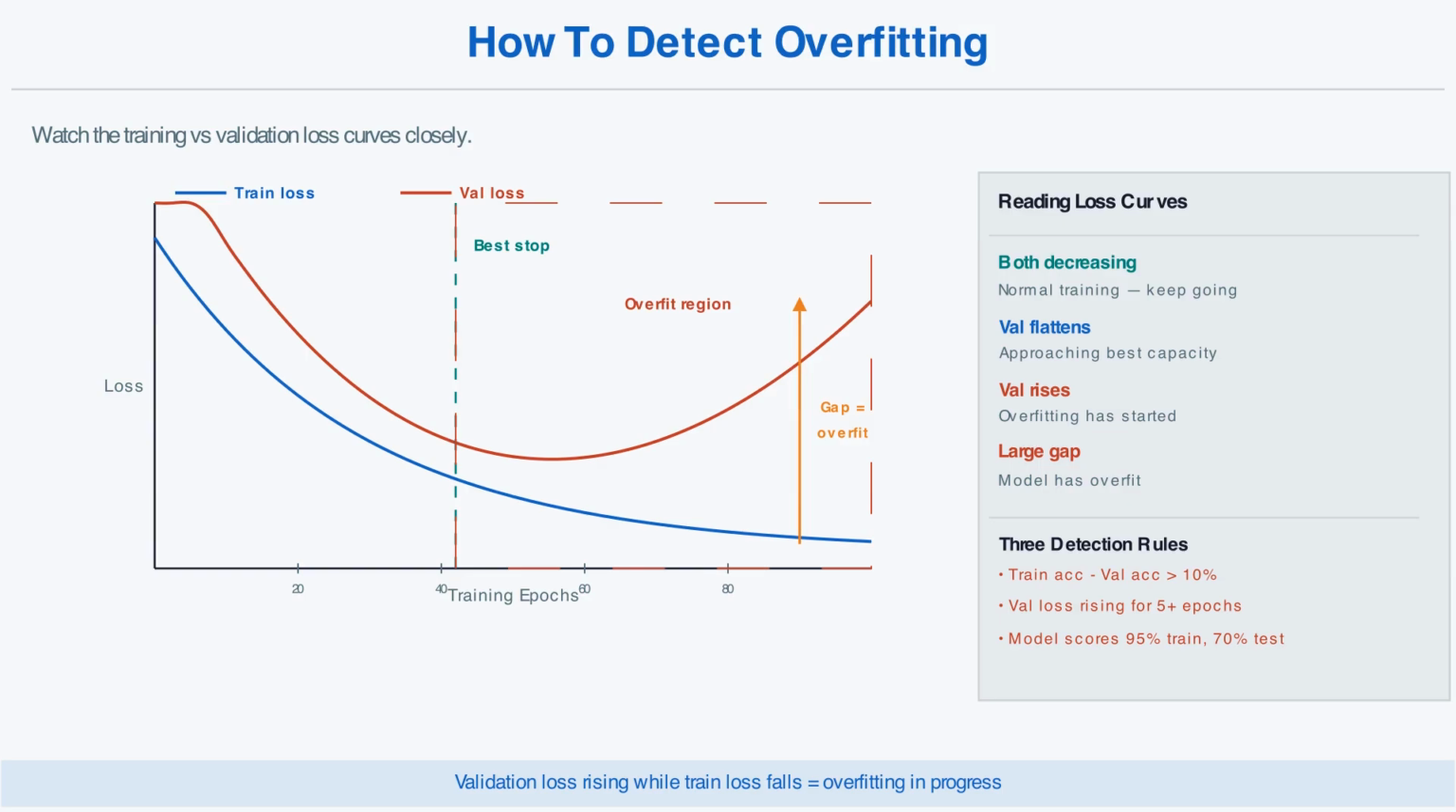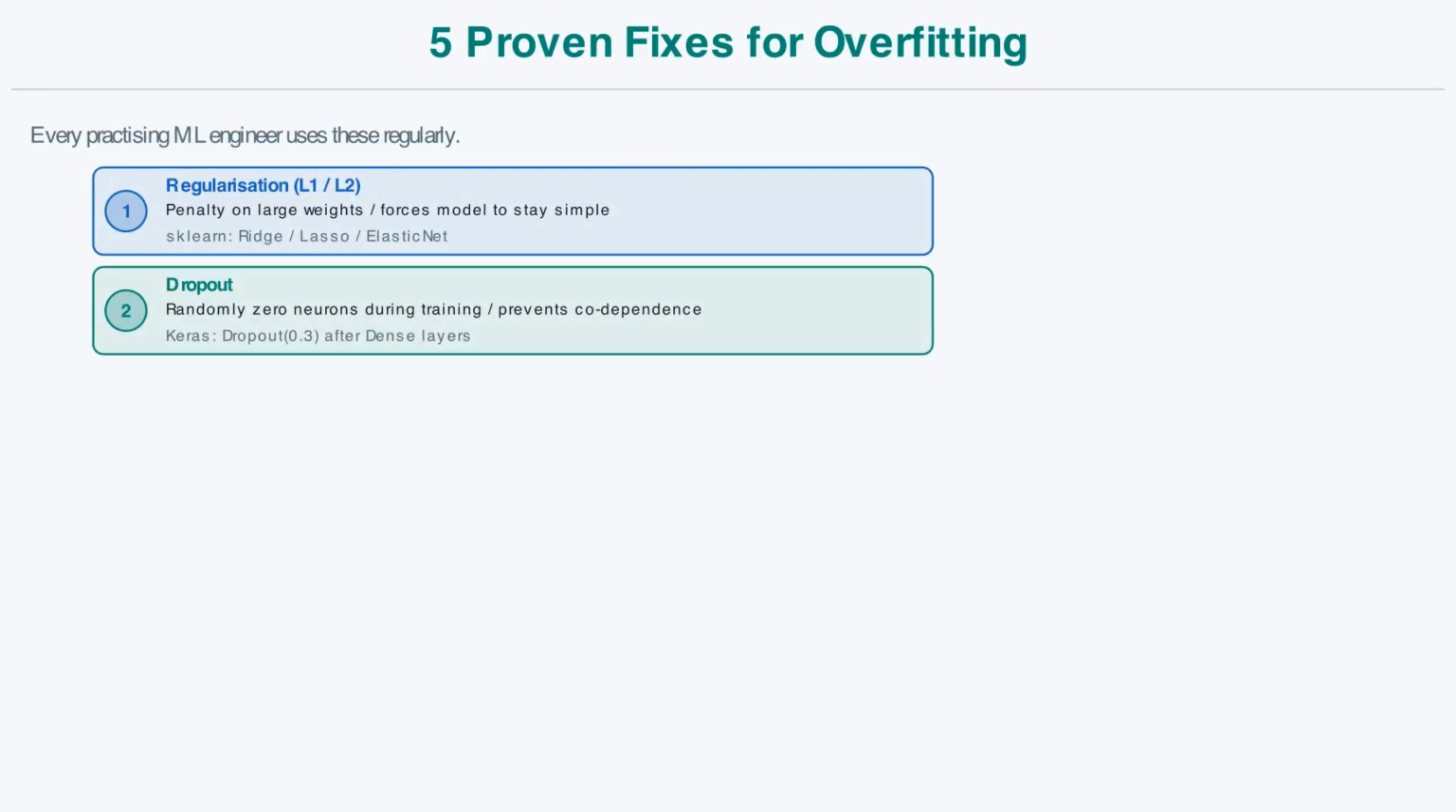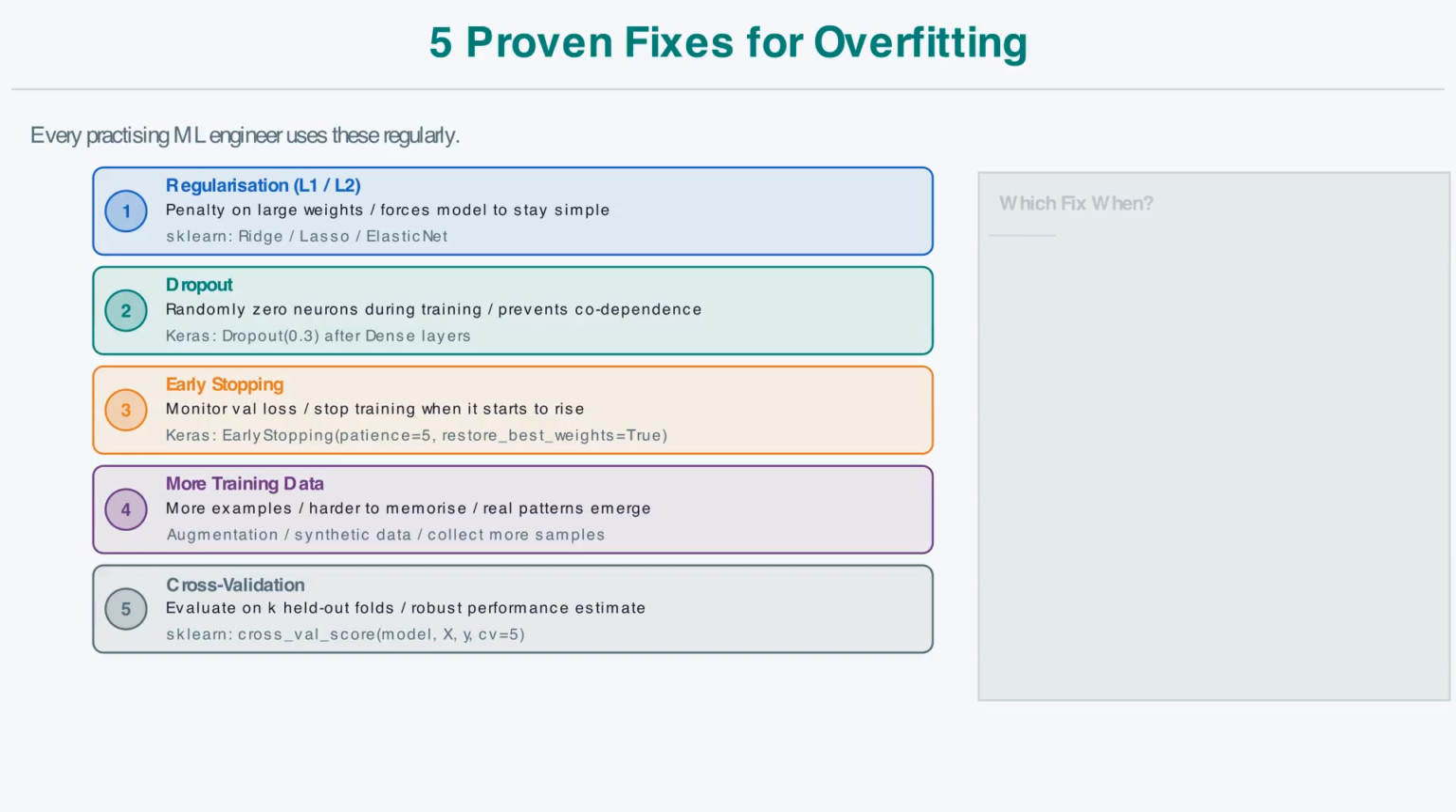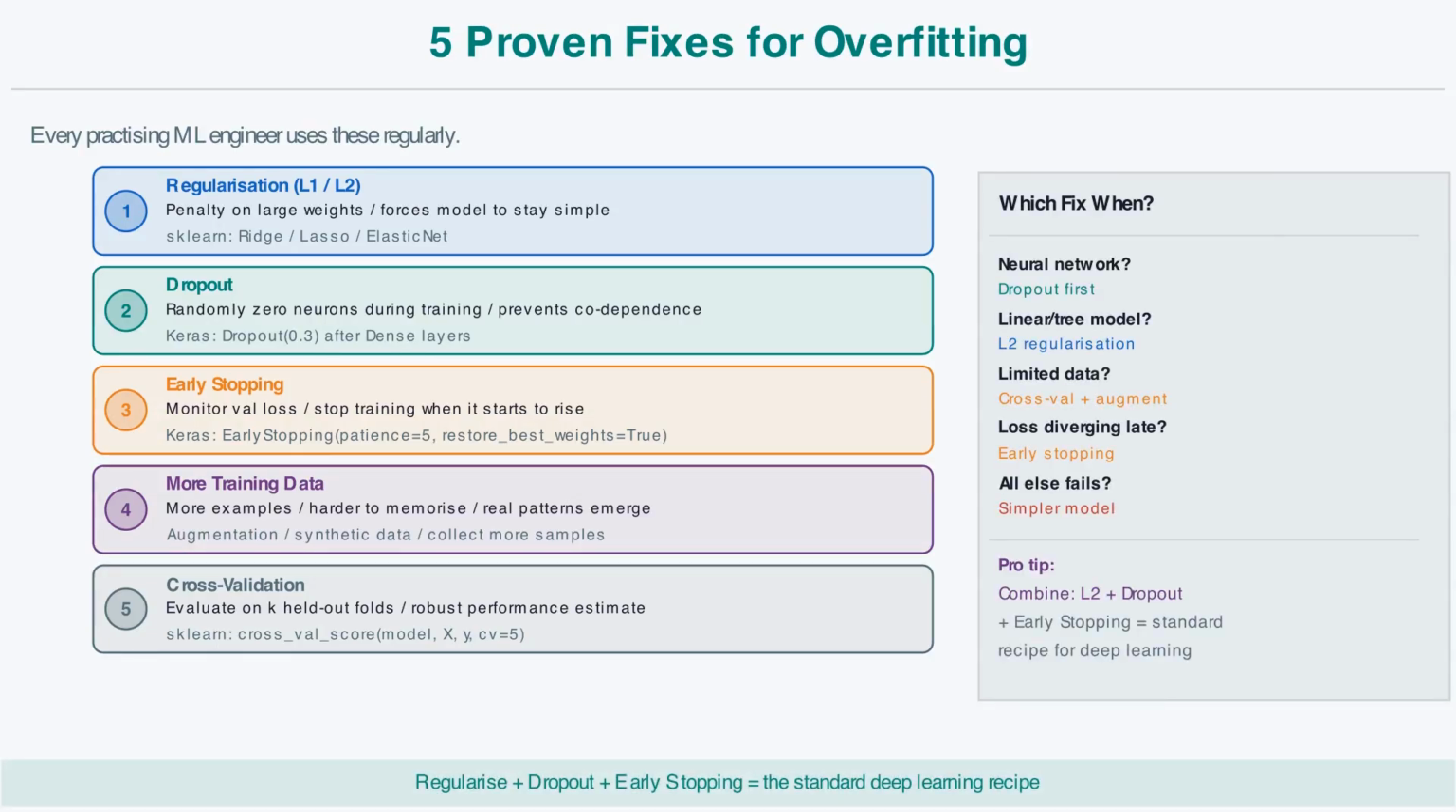The rule is simple. The moment validation loss starts rising consistently, stop. That is your best model. Everything after that point is overfitting. Now let us fix it. There are 5 battle-tested techniques that every machine learning engineer should know.